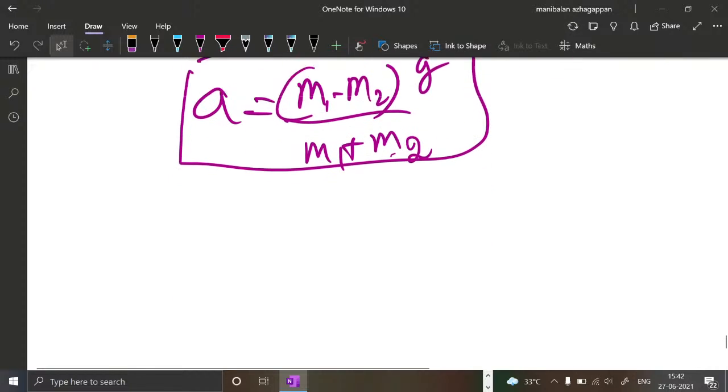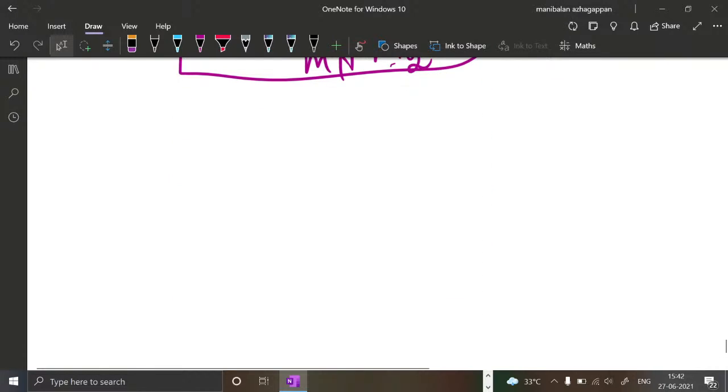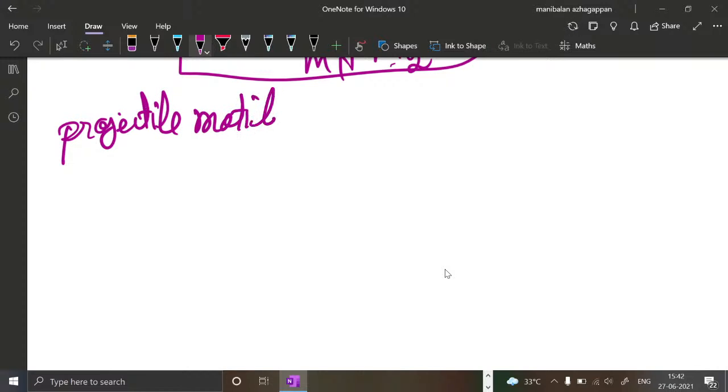Next I'm going to do projectile motion. There are two types of projectile motion. One is horizontal projectile motion, another one is full projectile motion. First we will see horizontal projectile motion.